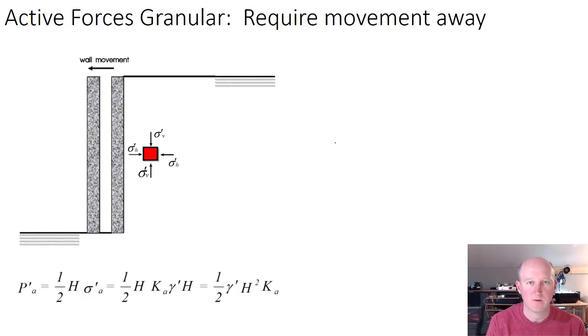So that was the at-rest condition. This is the active condition, and this is for a granular material. So we're going to go through the active condition for a soil with cohesion like a clay. The idea is the wall's got to move away by some amount. Last time we talked about how far it would need to move. It's not insignificant, but it's not very far either. So it's not like this thing's sliding down the hill to get this to work.